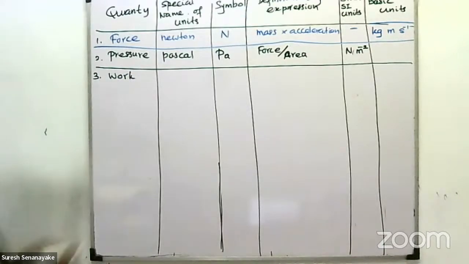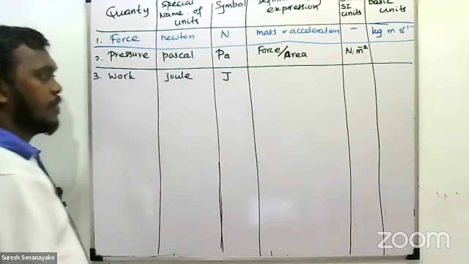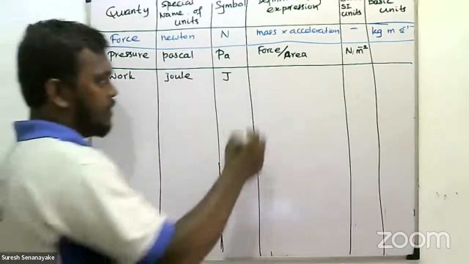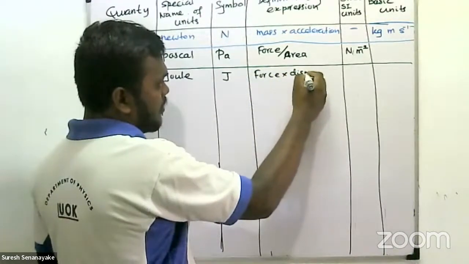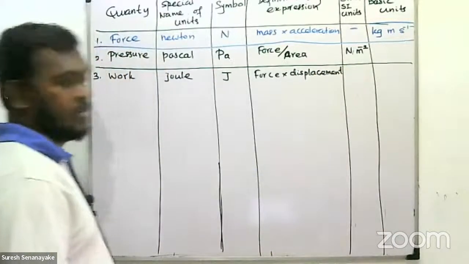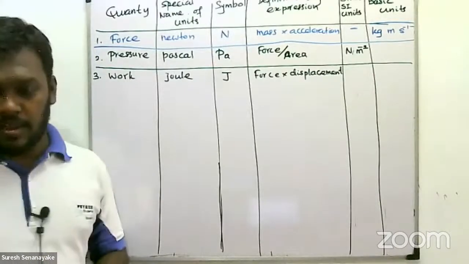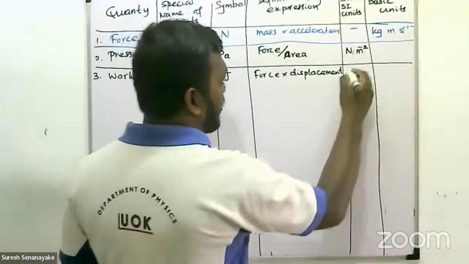Third one, it's work. Special name for this is joule, so the capital J. Work is defined as force multiplied by the displacement, force into displacement. And also write the other unit as Newton meter.